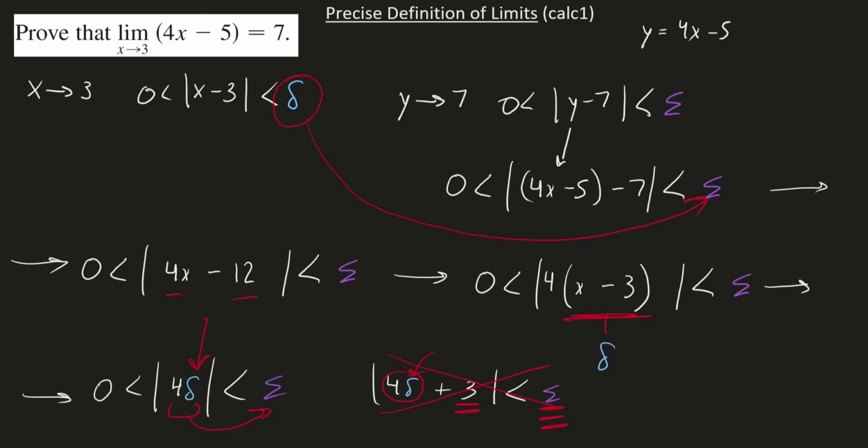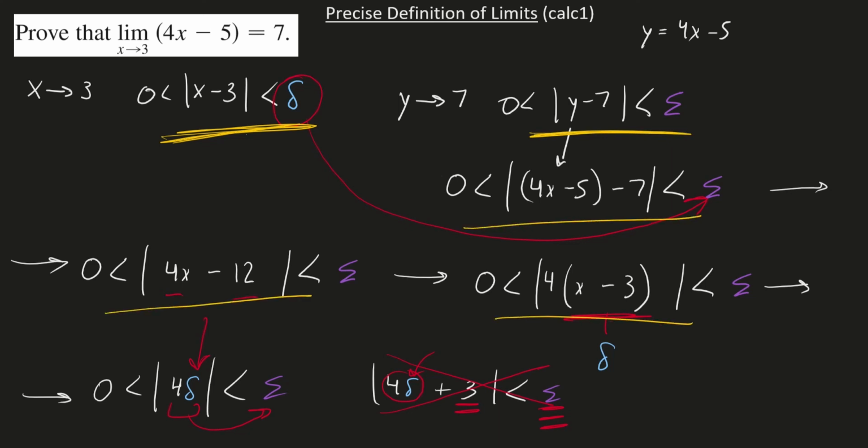So all those precise definition of limit problems tend to proceed in this manner. You start by making this statement, you make your y statement, and then you kind of work through the algebra and try to find that delta in your y statement. And you're trying to link the idea of the delta and the epsilon.